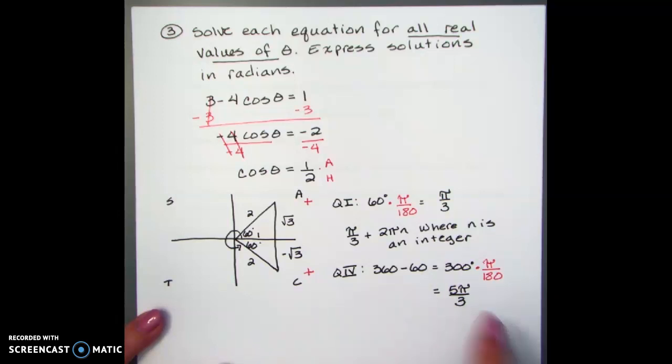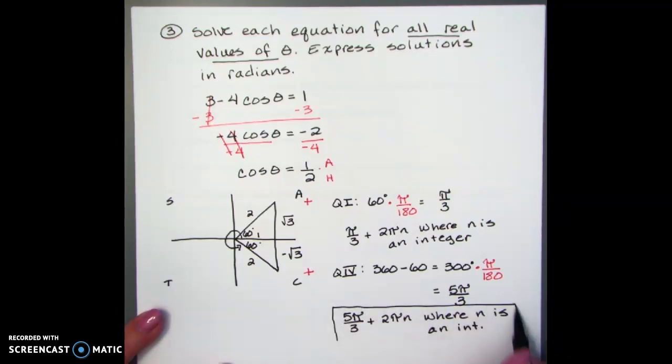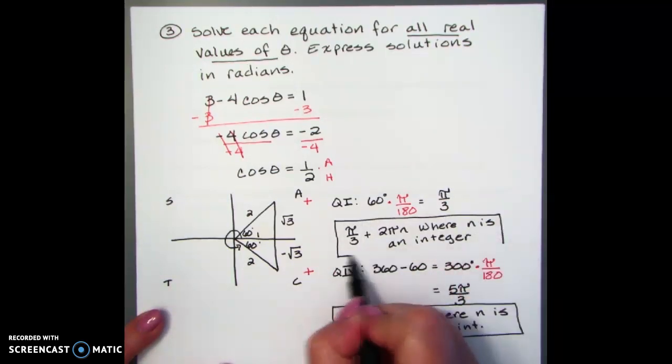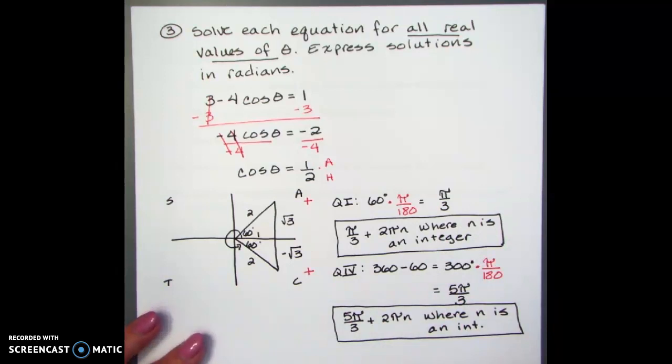And so we would say if that was in one revolution, we would be done. But this one did say all real numbers. So we're going to say 5 pi over 3 plus 2 pi n, where n is an integer. And so these are the 2 answers right here. And again, there's infinitely many because we included all the angles that are coterminal to those 2 angles.